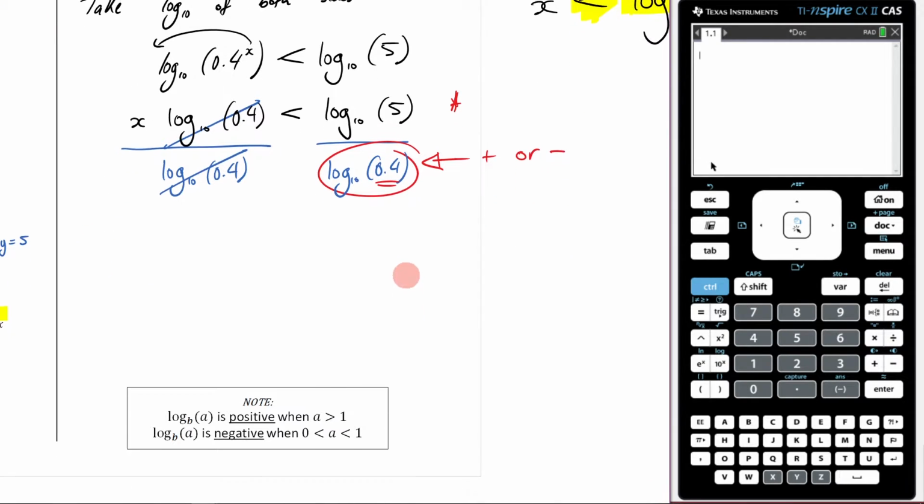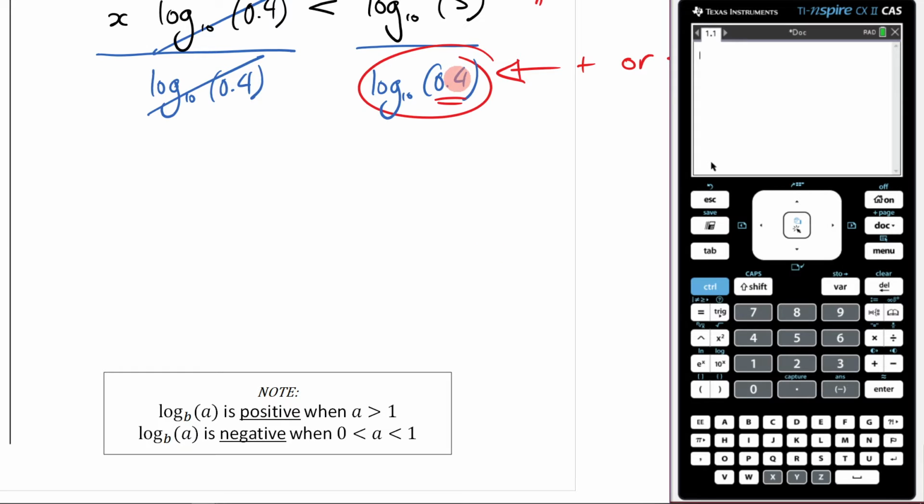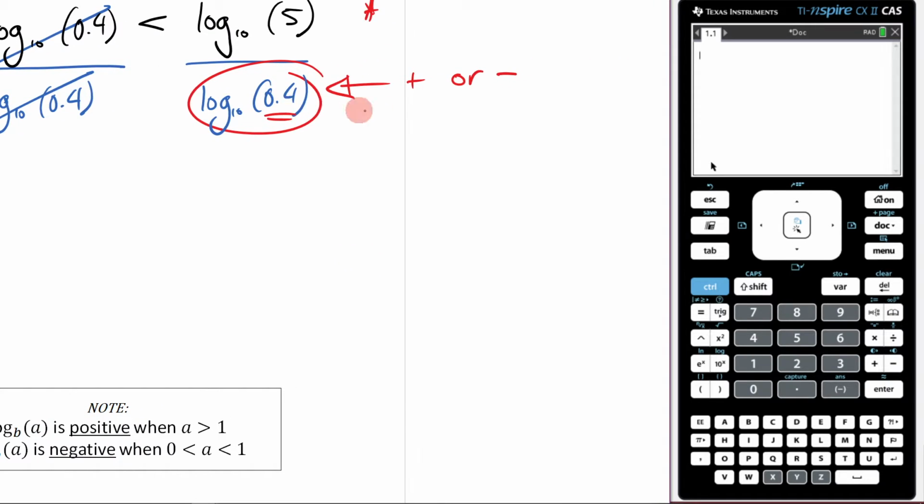Now, if we scroll down here, I've put in a little note, and that is when you have log of base b of a, this whole thing is positive when the a is greater than 1. So this a value is greater than 1, then the whole thing is positive. But it's negative when the a value here is between 0 and 1. And that's exactly the situation we're in here. Do you see how 0.4 is less than 1? So that means we're in a situation where this thing here is negative.